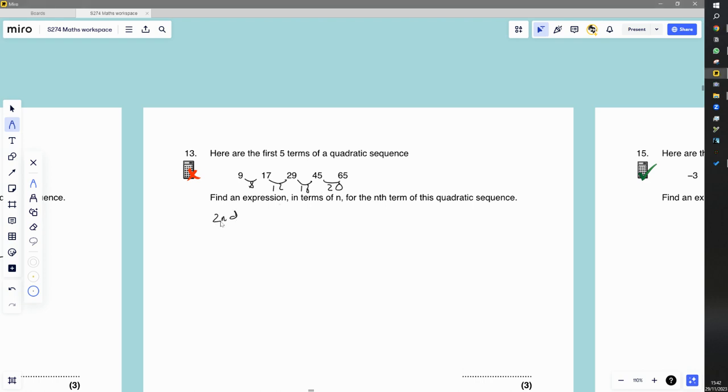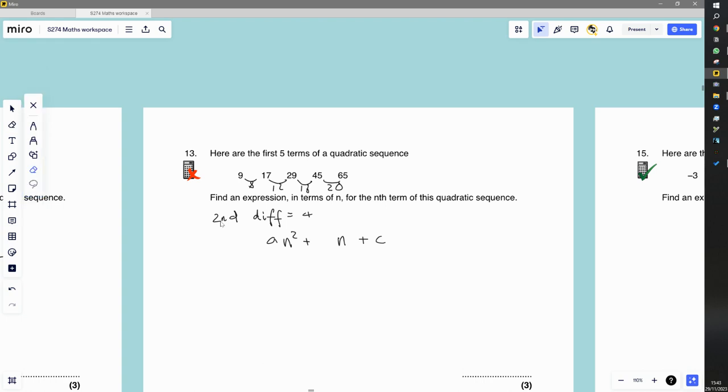So the second difference is 4. Now, the formula for a quadratic sequence is something, and what I'll do is I'll leave a gap: something multiplied by n squared plus something multiplied by n plus something. So the nth term, in other words, the first, the second, the third, the fourth term, whatever term, is equal to that formula.